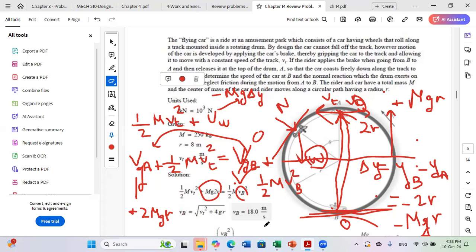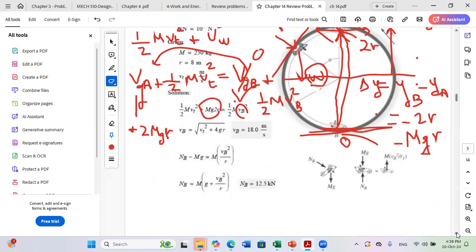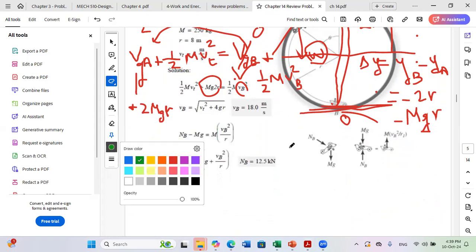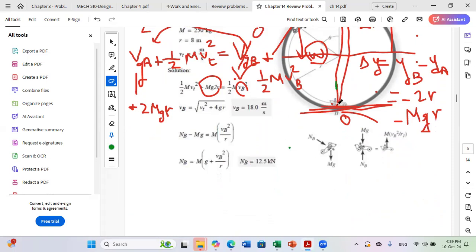Okay. Now, they also asked us to find the normal reaction at point B. How can we calculate the normal reaction at B? We need to draw a free body diagram. At the bottom, we have two forces acting on our system. We have the weight and we have the normal at B.